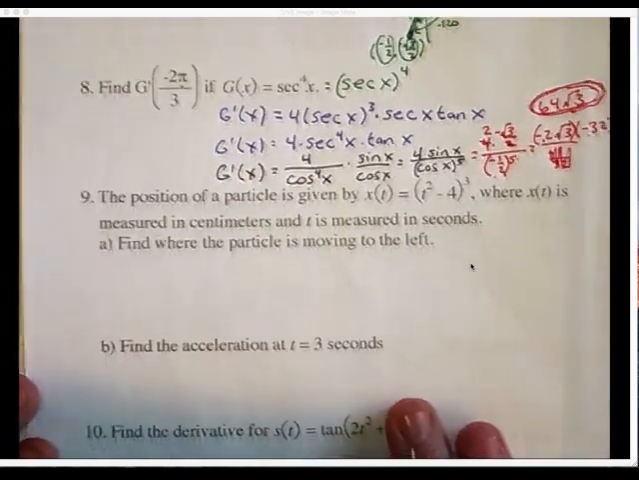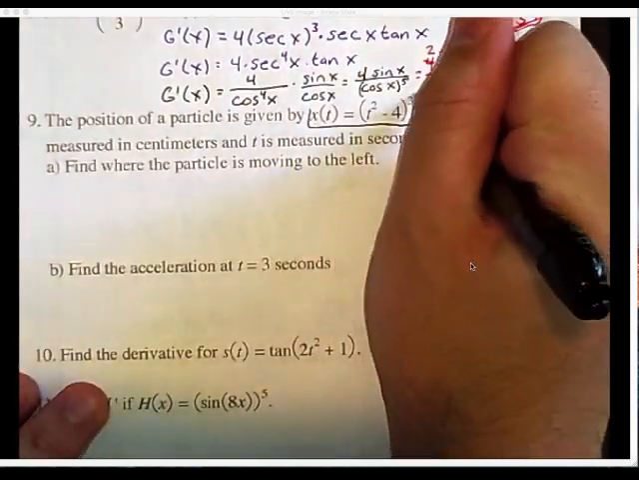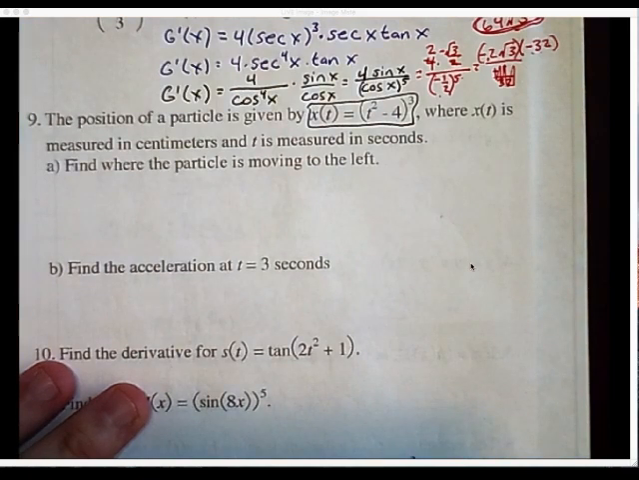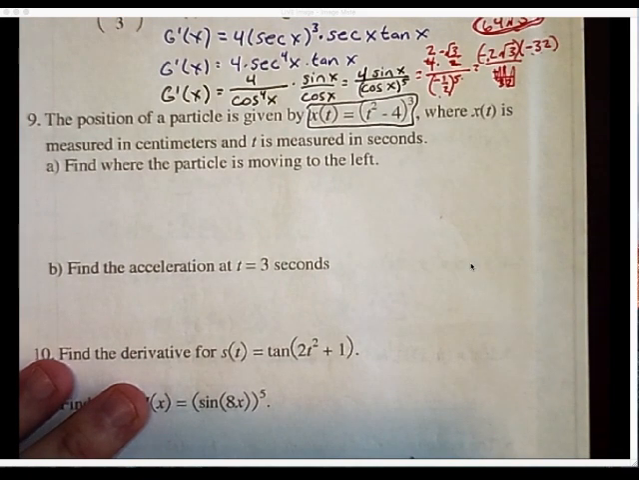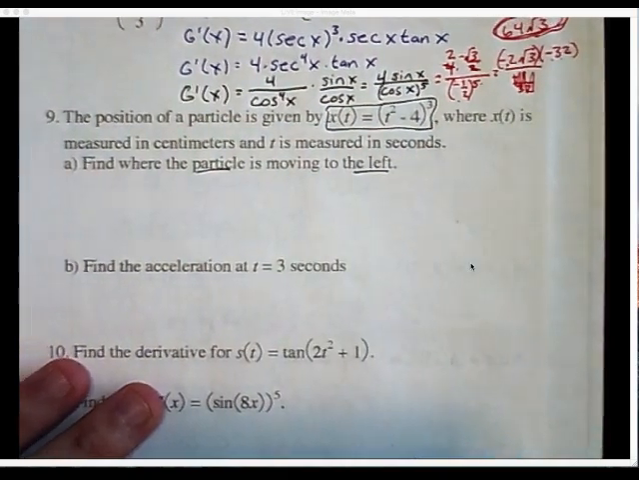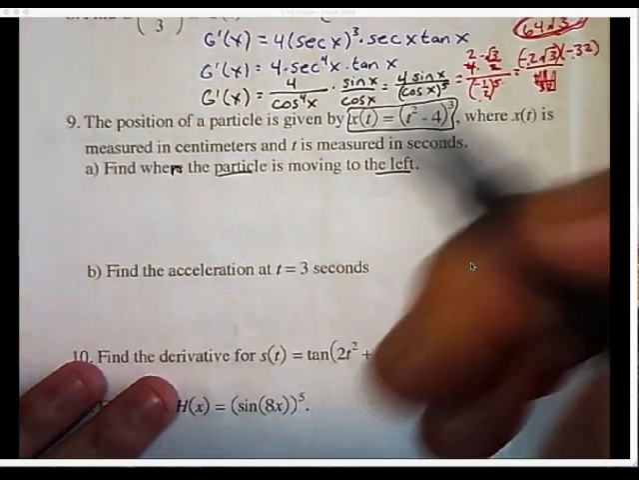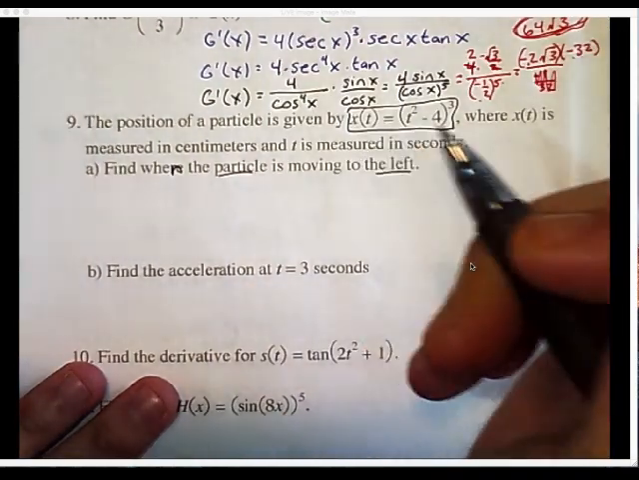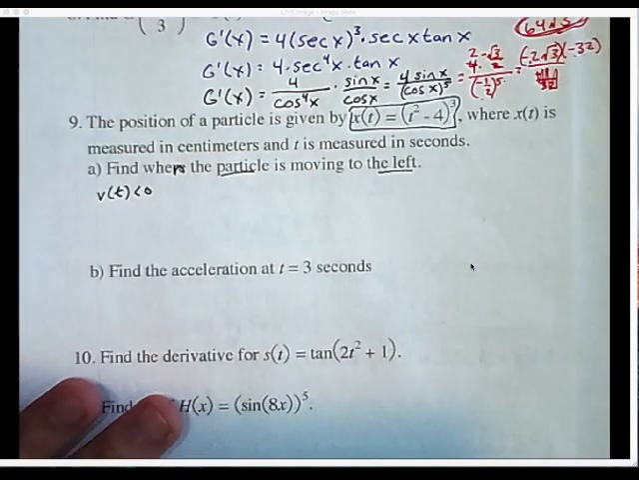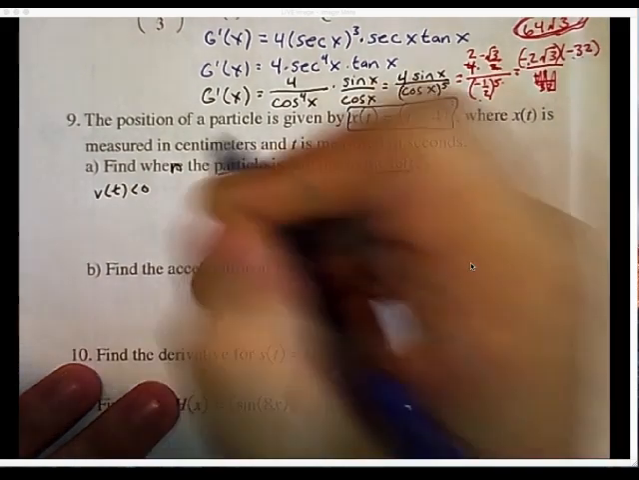All right, number 9. It gives me a position function where position is in centimeters and time is in seconds. Find when the particle is moving to the left. Well, what does that mean? That's when the velocity is negative. So before I can figure that out, I need to get a velocity equation.